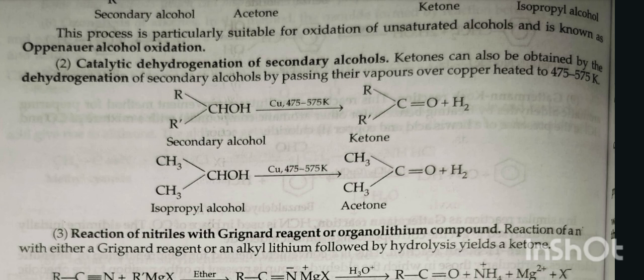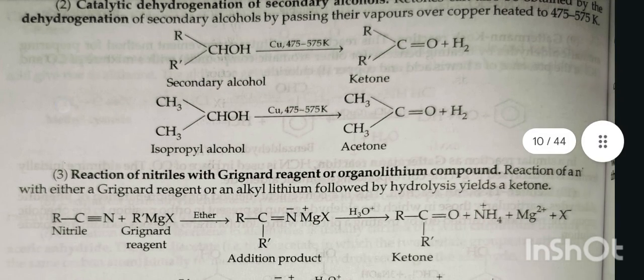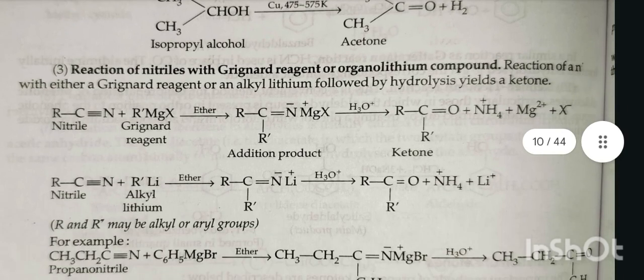Second, catalytic dehydrogenation of secondary alcohol. Ketone can also be obtained by the dehydrogenation of secondary alcohols by passing their vapors over copper heated at 475 to 575 Kelvin temperature. Secondary alcohols give ketone in the presence of copper. Temperature is 475 to 575 Kelvin. Similarly, another example is isopropyl alcohol gives acetone plus H2 in presence of Cu at 475 to 575 Kelvin temperature.